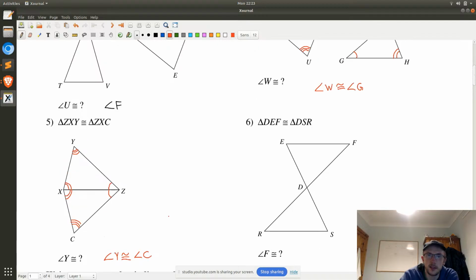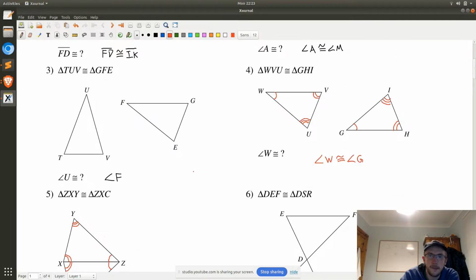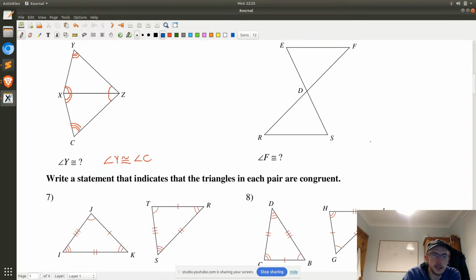And I just realized I've been doing all of this in red. I don't want to do that. Oh well. Okay, so angle W is congruent to angle G. And angle Y is congruent to angle C.